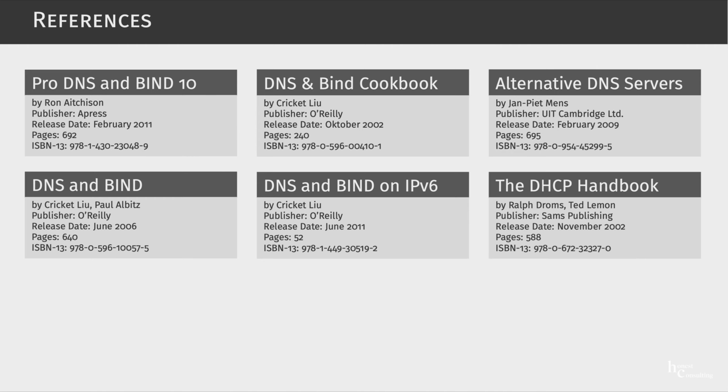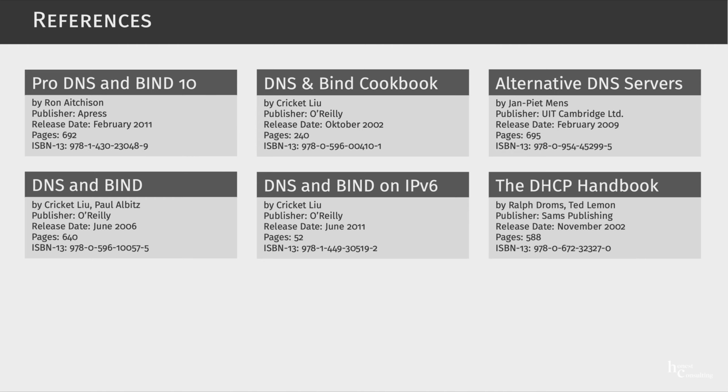Cricket also created a DNS and BIND cookbook. You will find a couple of code snippets or configuration snippets in his DNS and BIND book as well. But the DNS and BIND cookbook goes into this a little bit deeper. Then during a flight, he took the chance to write, he's calling it a book, but it has 52 pages, so it's actually more like a little magazine. But anyway, it covers the most important things with regards to IPv6 and DNS and BIND.